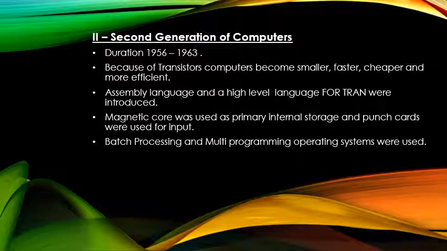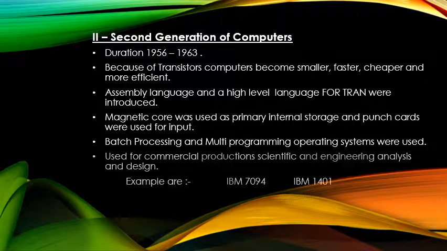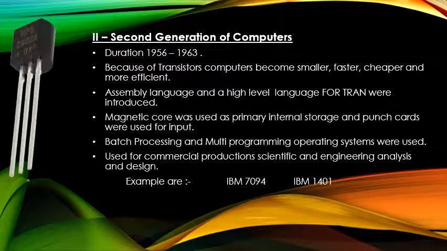Batch processing and multi-programming operating systems were used for commercial production, scientific and engineering analysis and designs, and the examples are IBM 7094 and IBM 1401.